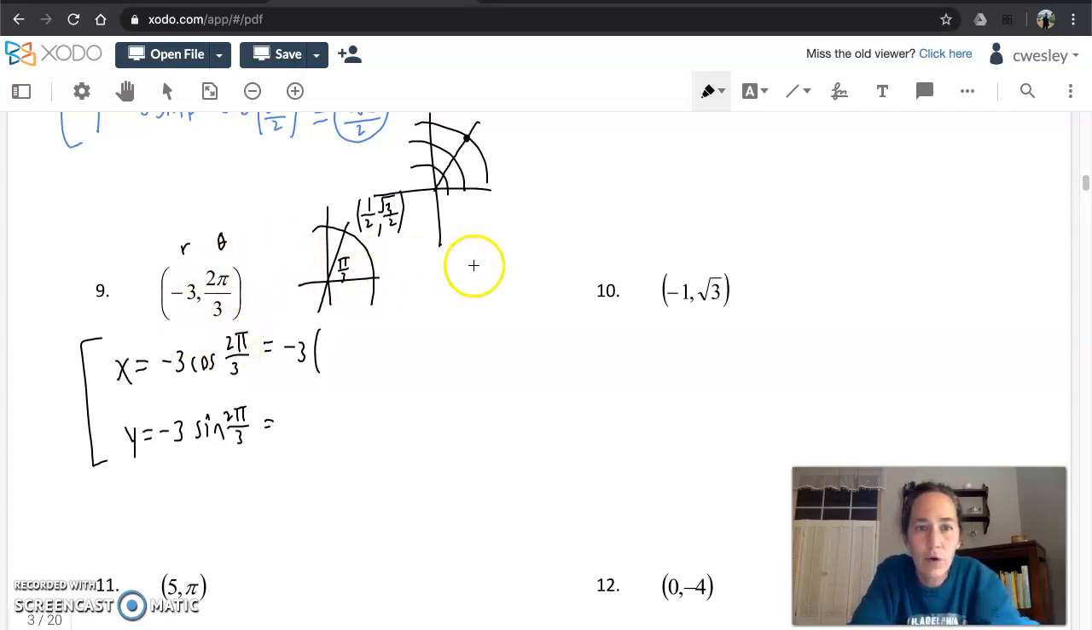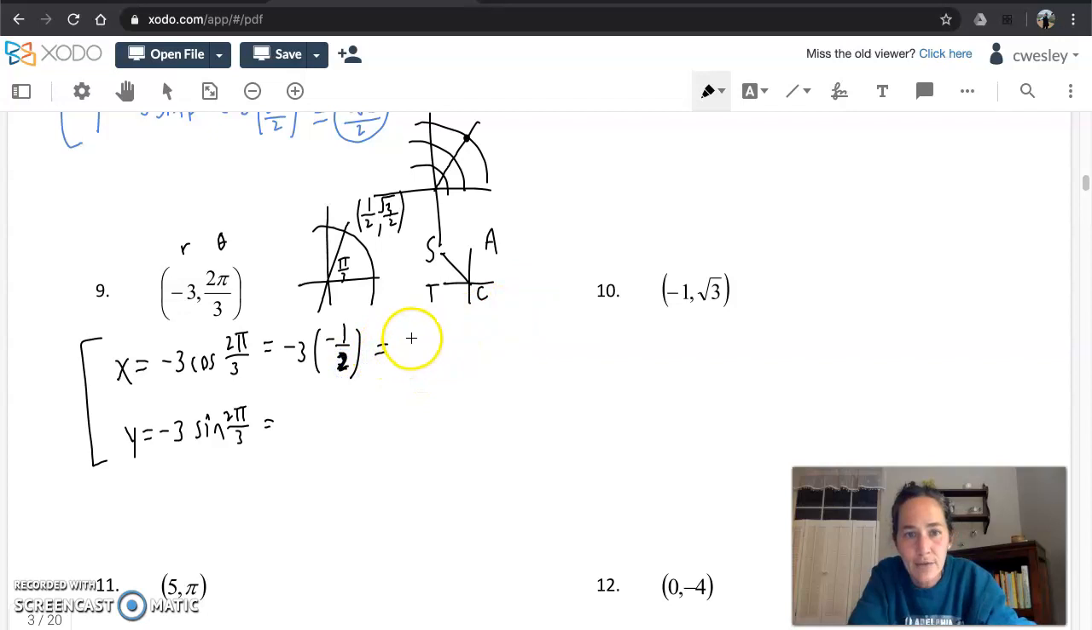And we're over in quadrant 2, where I think A, S, T, C, right? Only sine and its reciprocal are positive in quadrant 2, so that makes the cosine negative. Let's say our x-coordinate is, whoops, that should be a half. Negative 3 times negative a half. From an exact value, you get 1 1/2, or 3/2.